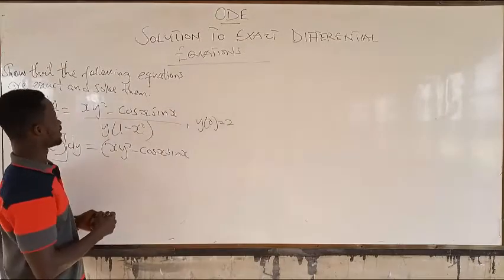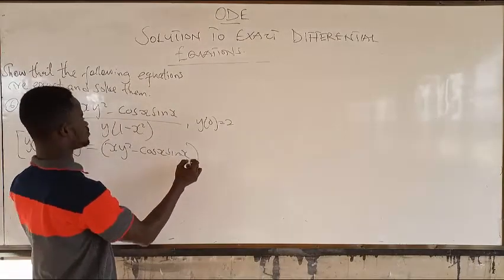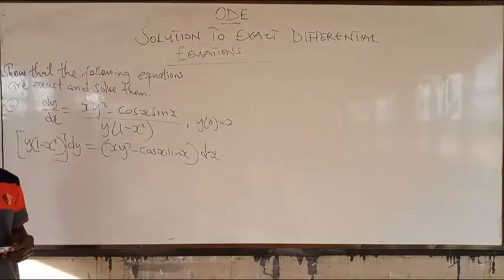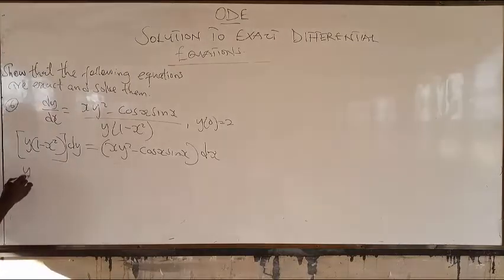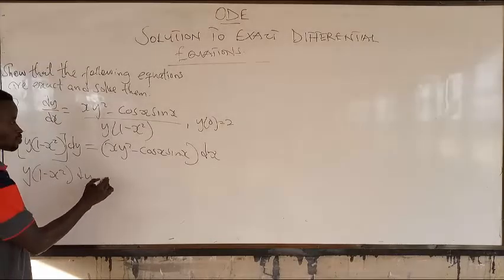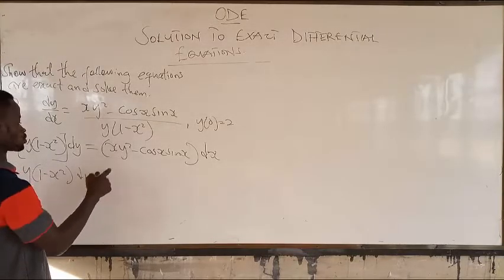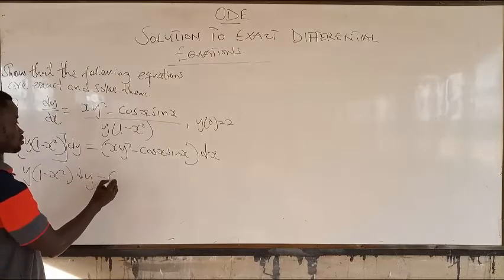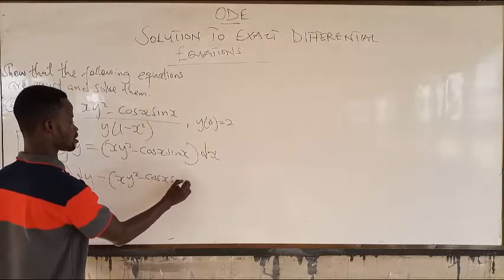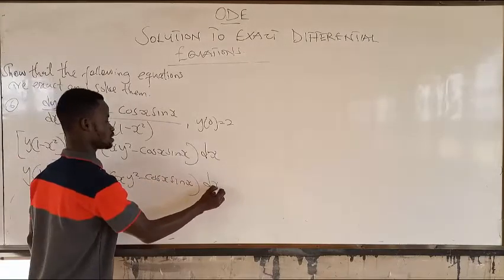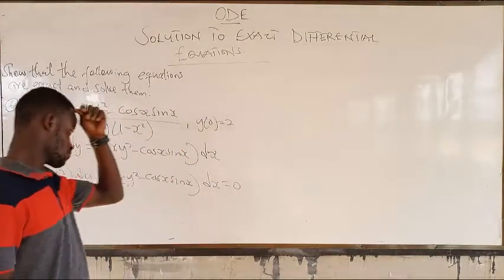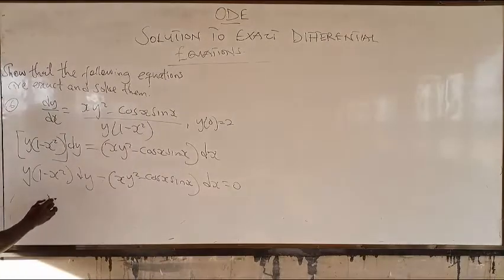Yes. So we are now in the form of a total derivative. So y(1 minus x squared) dy minus, plus because, minus (s y squared minus cos s sin s) dx is equal to 0. We are now having a total derivative. So we identify our M.